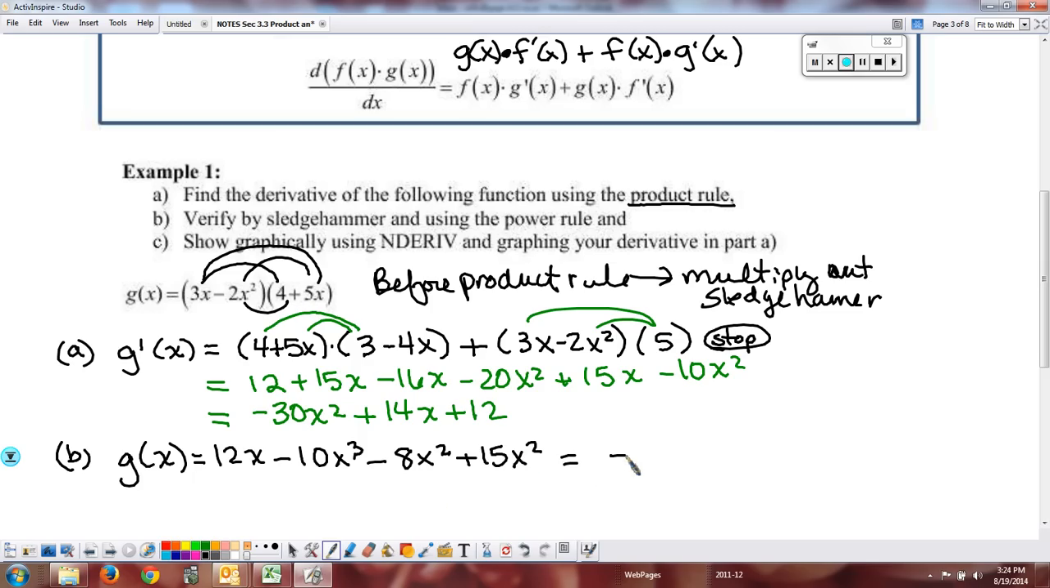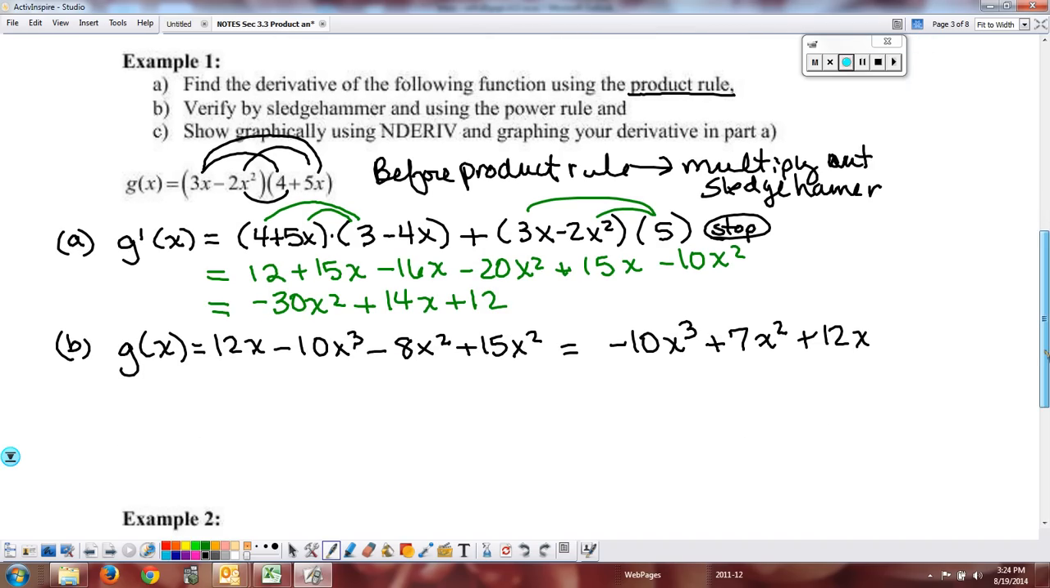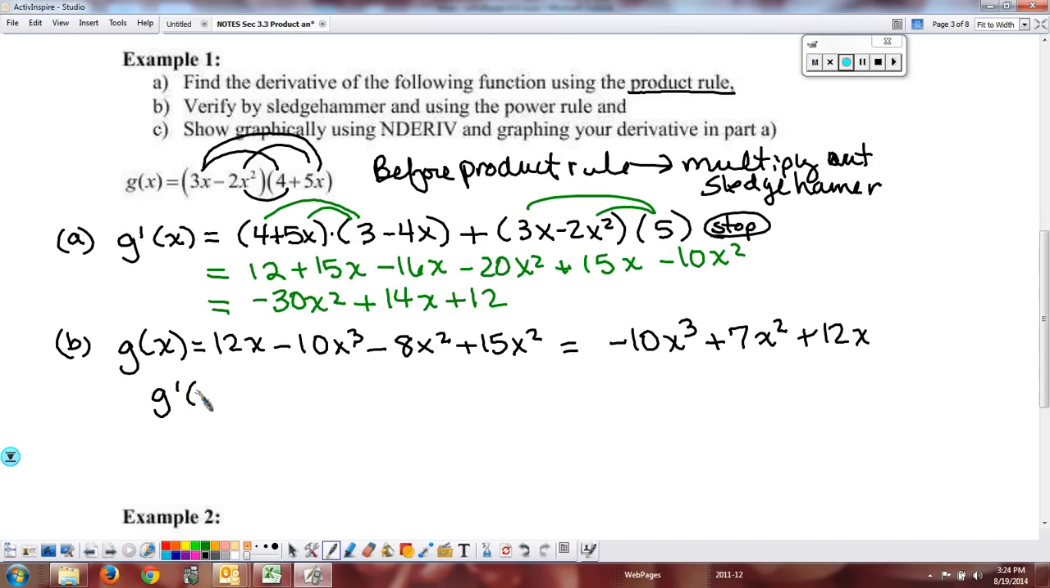Combine your like terms, and let's put it in descending order. So minus 10x cubed, and then we have minus 8 plus 15, which would give me plus 7x squared, and then our plus 12x. And then you can see very quickly that if I were to then take the derivative at this point, the derivative using the power rule would be negative 30x squared plus 7, plus multiply 14x plus 12. So we get the same thing no matter what we do.